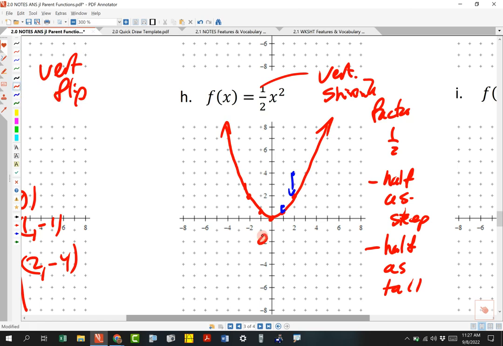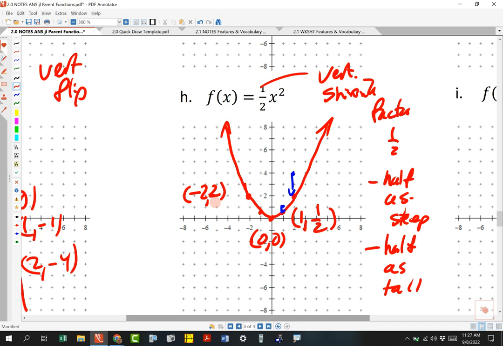So let's label a couple of these. 0, 0, always an important point. 1, 1/2. Let's get at least one of those ugly ones in here. And then this one right here, I'm going to label that as -2, 2. And if you plugged in -2 into that function and squared it, you'd get 4. Then if you took half of 4, you would get the +2.